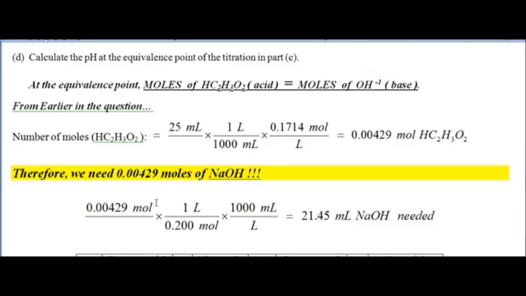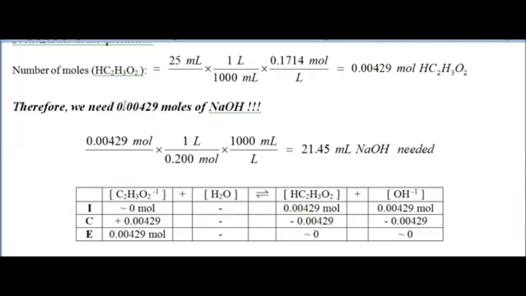One thing we need to find out is the total volume of sodium hydroxide added, so we do a calculation. In this case, since we know the number of moles, 0.00429 moles of sodium hydroxide, and we know the concentration, we have to start with the number of moles so that the moles cancel out, and we'll be left with our volume, which in this case is in milliliters. So to have 0.00429 moles of the strong base added, I'm going to need 21.45 milliliters of sodium hydroxide added to the 25 milliliters of the acetic acid to reach the equivalence point.